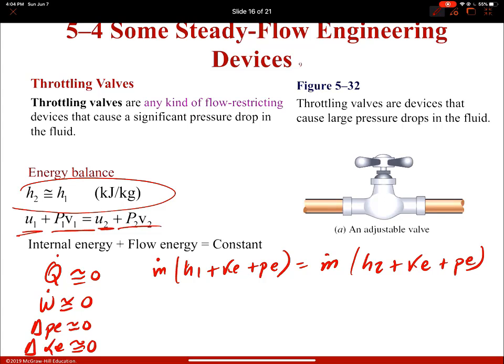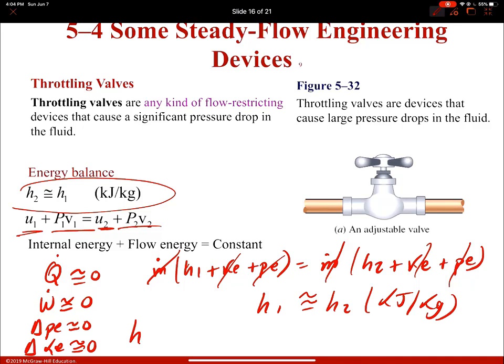Alright, like you know, the mass flow rates are the same. I can cancel them out. This will cancel with these two, and at the end I get that H1 is close or equal to H2, and this is in kilojoules per kilogram. Just remember that enthalpy equals internal energy plus PV.